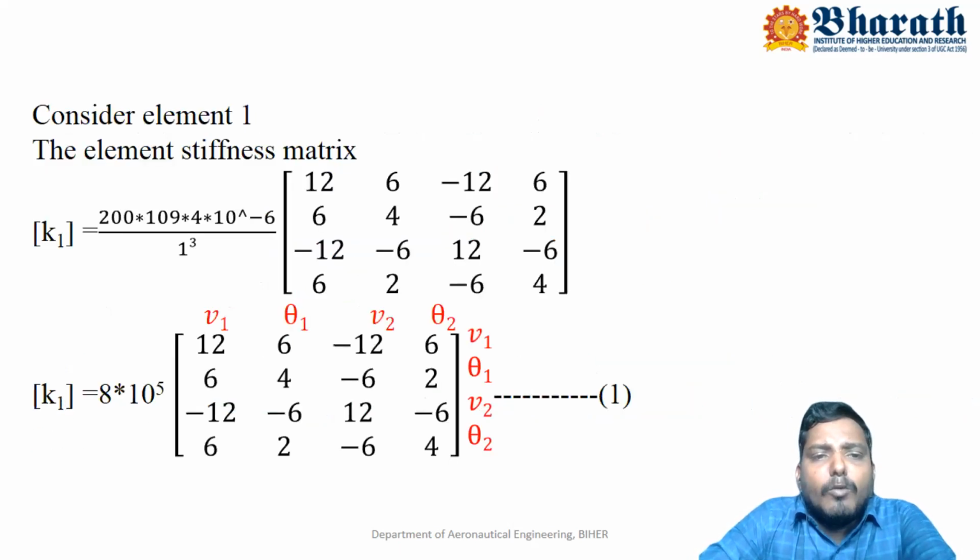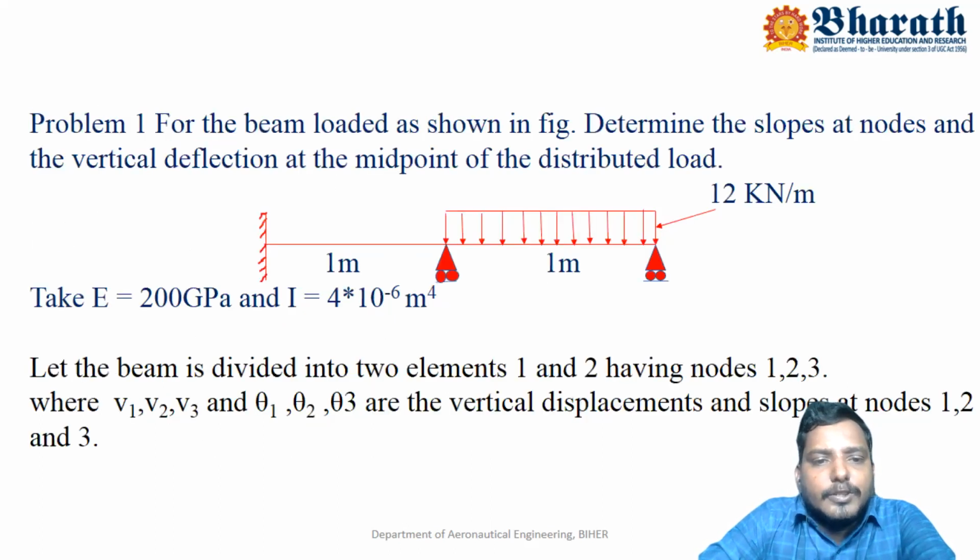If we consider element number 1, we try to find the element stiffness matrix value. Then K1 is equal to, with your Young's modulus value already specified. What are the values? This beam is specified: E is equal to 200 gigapascal, and the moment of inertia is equal to 4 into 10 power minus 6 meter power 4.